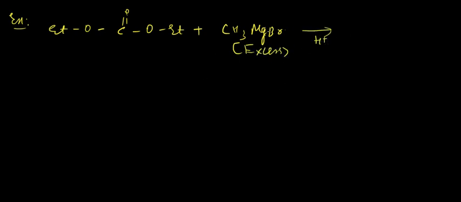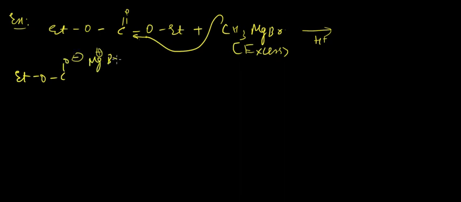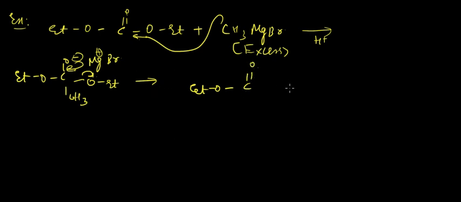So what would be the product? Obviously, this would be first attacking on this carbon atom. So we would get something like O minus Mg plus Br, and we'll get CH3 here and OEt here. Again, what will happen is this oxygen would again form a double bond, and we'll get something like this with the release of OEt minus.